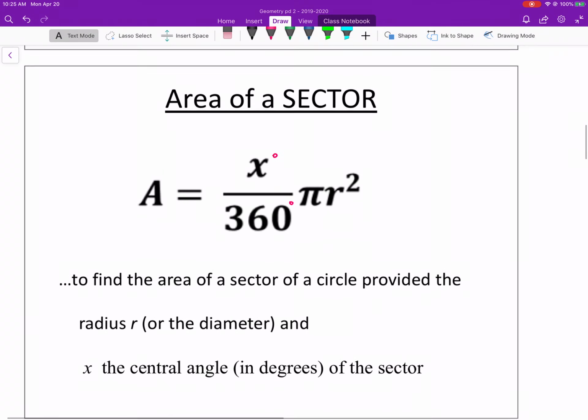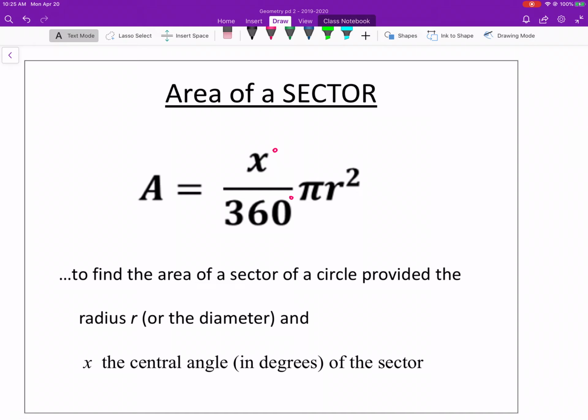So area of a sector is equal to x degrees over 360 degrees times pi r squared. Now, we have to understand what that is. So this pi r squared right here, that's just the area of a circle. Now, what they added was x over 360. What is that? Where is that coming from?